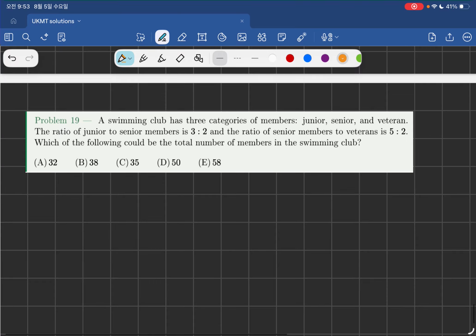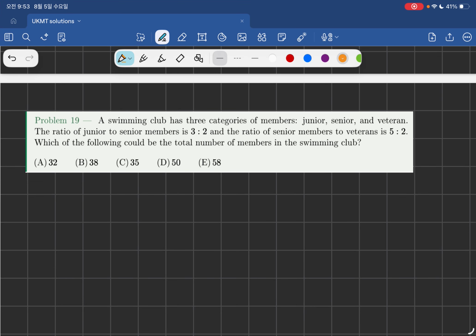Problem 19. A swimming club has 3 categories of members: junior, senior, and veteran. The ratio of junior to senior members is 3 to 2, and the ratio of senior members to veterans is 5 to 2. Which of the following could be the total number of members in the swimming club?